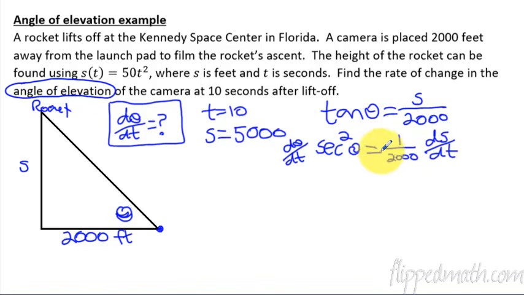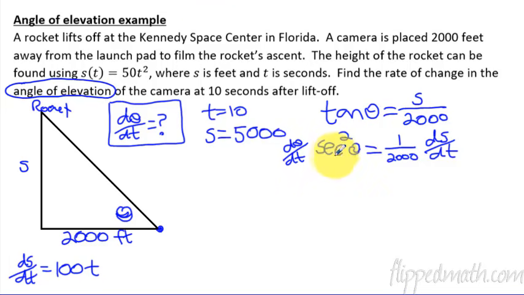Okay, so now what's going on? We need something to plug into theta, and we need something to plug into ds dt in order for us to solve for this. So we have two variables that we need. What is ds dt? Well, it's the derivative of s. And if s equals 50t squared, then ds dt is equal to 100t. So ds dt is 100t.